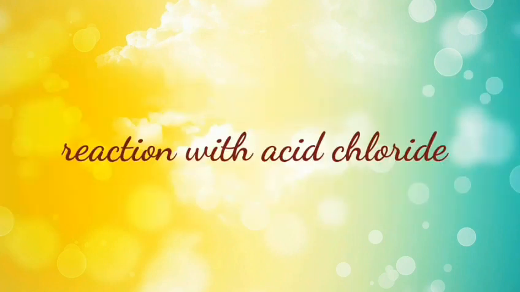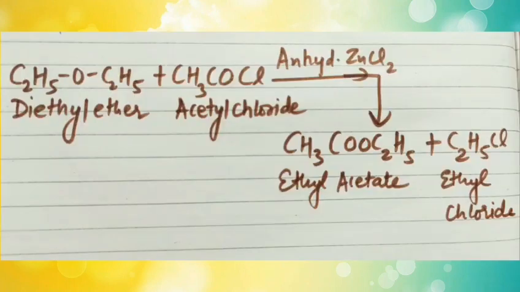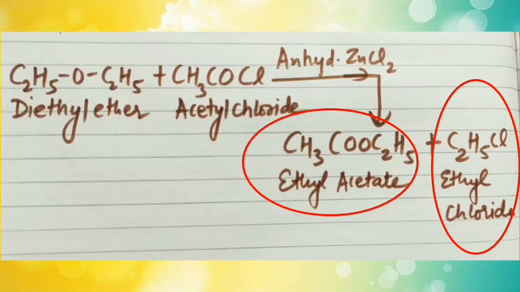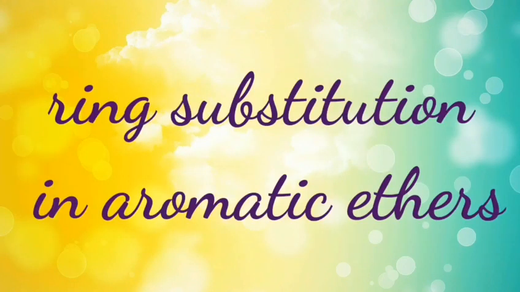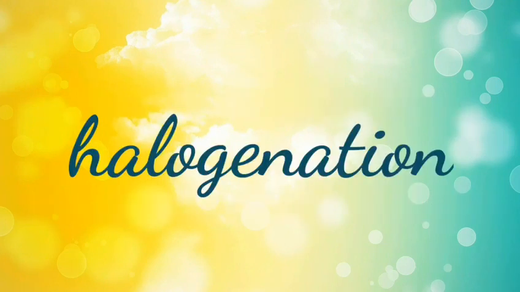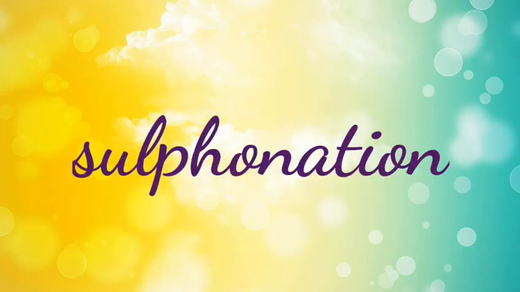Now we will study the reaction with acid chlorides and acid anhydrides. In this reaction, acid chlorides react in the presence of anhydrous zinc chloride or aluminium chloride to form ester and alkyl chloride. Now we will study ring substitution in aromatic ethers. Well students, aromatic ethers give the substitution reactions of the benzene ring such as halogenation, nitration, sulphonation and Friedel-Crafts reaction.